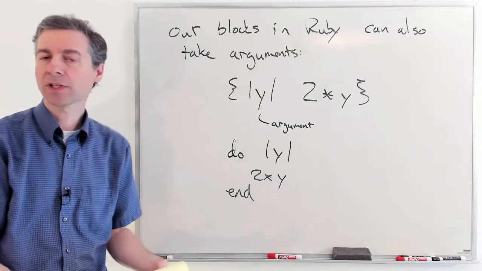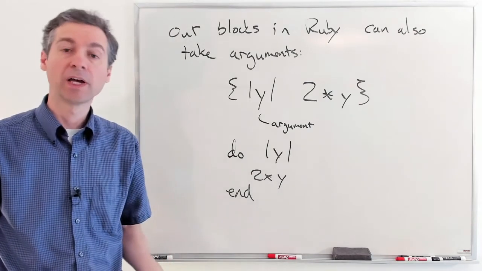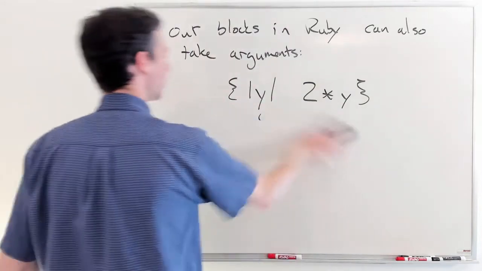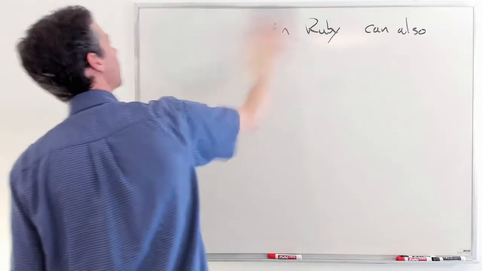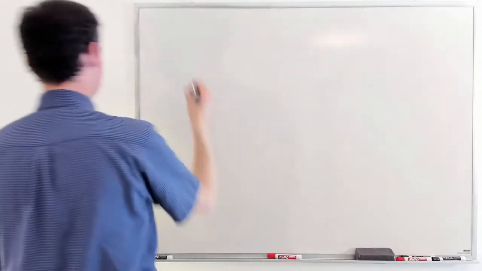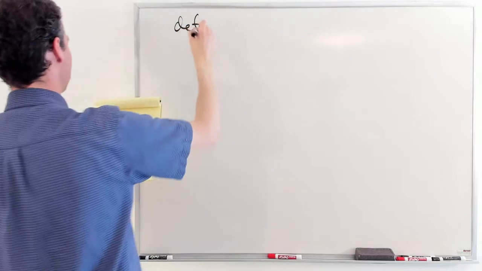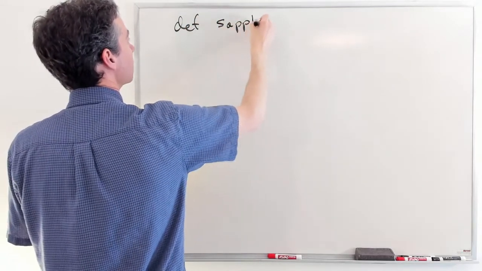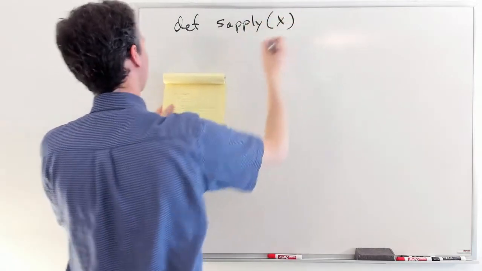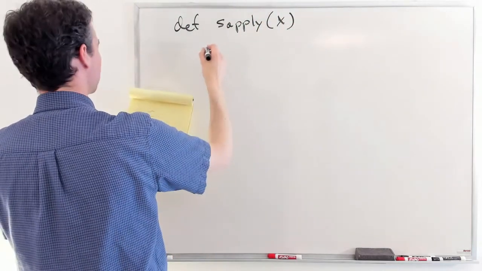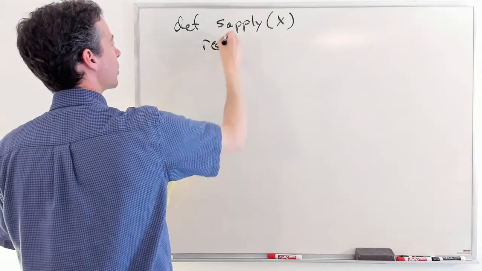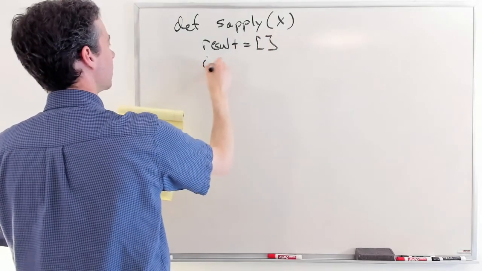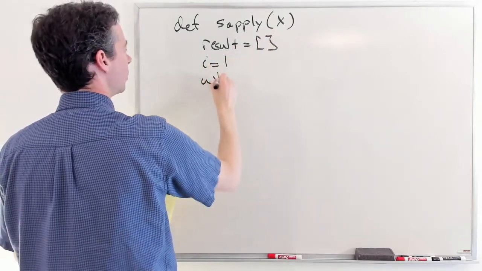Now, let's just go ahead and craft ourselves a sapply in Ruby, because we can do it. We have the technology. We have the power. All right. So we do def sapply. We'll pass in x, which will be our vector. Now let's go ahead, and we're going to be prepared to make a new result. So we'll start with an empty array. We're going to have a loop.